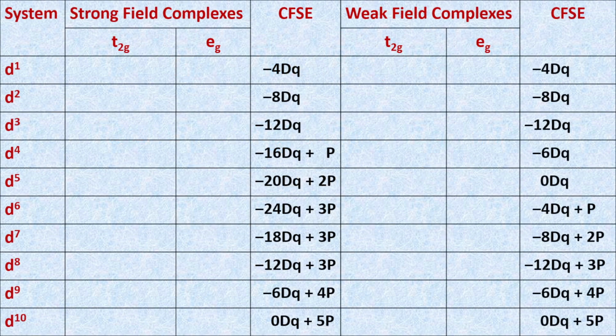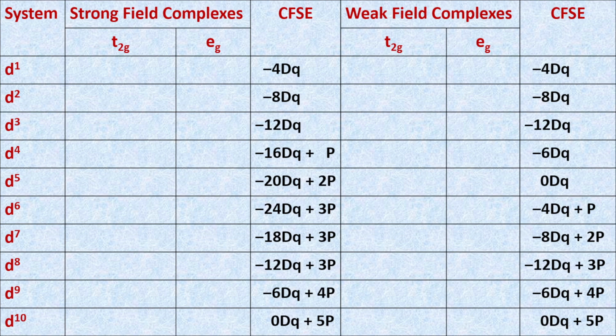Here I have tabulated the electronic configuration and CFSE of the metal from the d1 to d10 system, both in strong field and weak field ligand environments. Keeping in mind that each electron in the T2g level contributes an extra stability of 4 Dq from the barycenter, while each electron in the Eg level contributes a destabilization of plus 6 Dq from the barycenter.